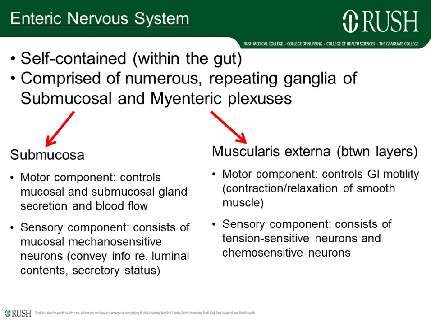CNS. In the muscularis externa, which, as you remember from just a few slides back, is between the layers of the smooth muscle in the muscularis, there's a motor component which controls GI motility, peristalsis in other words, and a sensory component which consists of tension-sensitive neurons and chemosensitive neurons that relay information about what's happening in those layers.